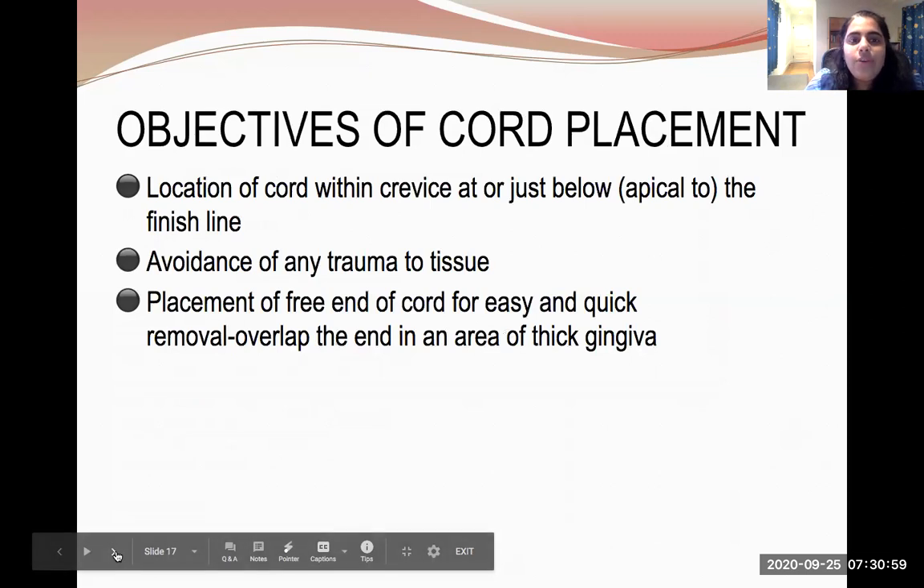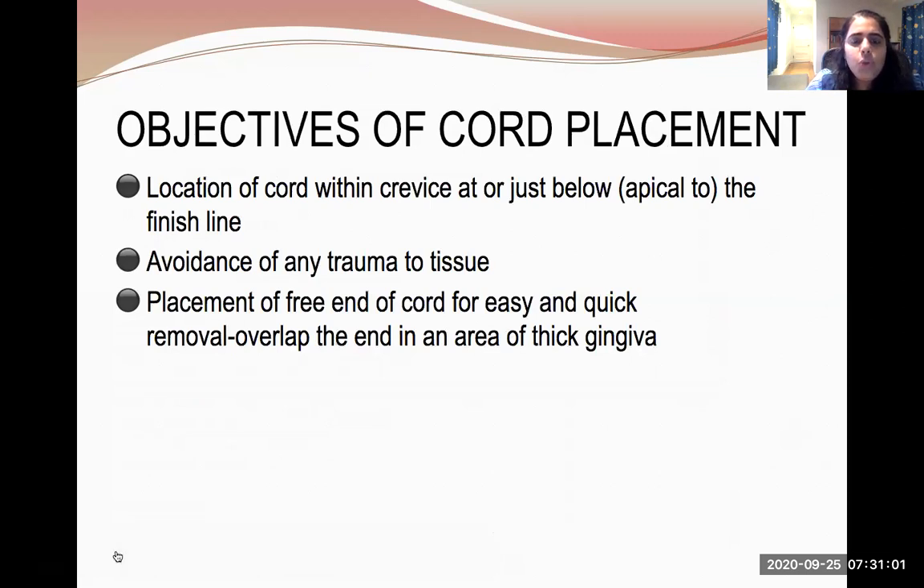What are the objectives of cord placement? So you want to be able to locate the cord within the gingival sulcus at or just apical to the finish line. I think it was mentioned in one of the previous slides that it has to be 0.5 millimeters. So that might be an important thing to remember for the exam.